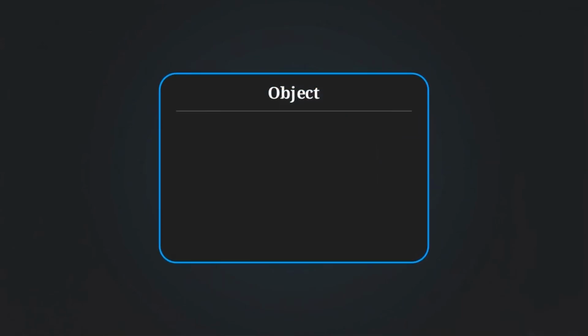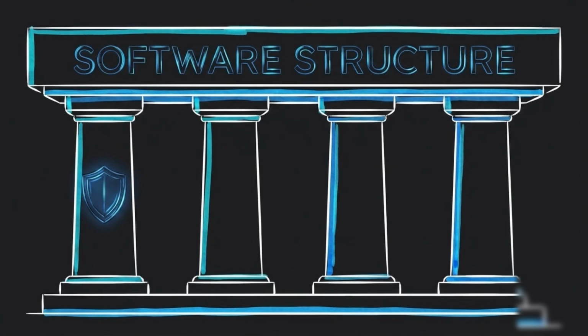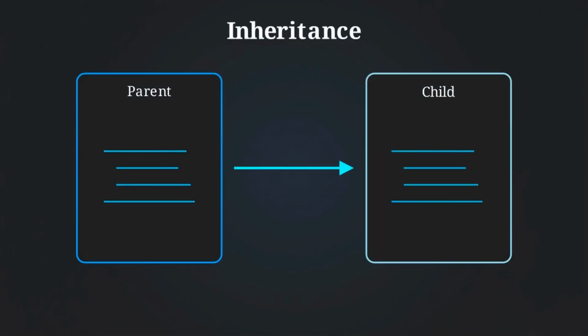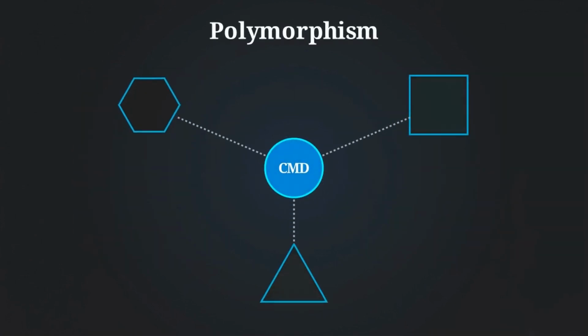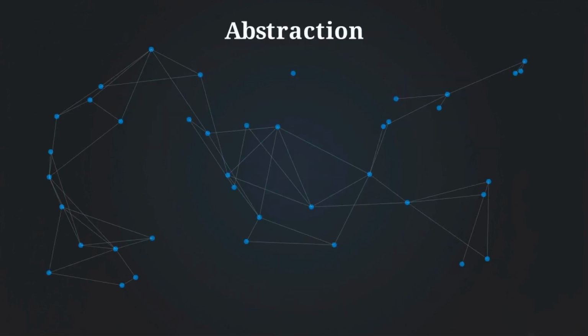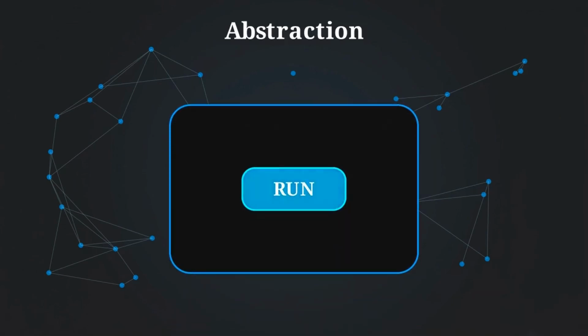Instead of seeing software as a long list of commands, it treats the system as a collection of self-contained digital objects, each holding its own data and instructions. This design is built on 4 pillars, known as EIPA. First, encapsulation, which is like a protective shell hiding complex data. Then, inheritance, which lets you reuse code from old objects in new ones. Next is polymorphism, the ability for one command to work in many different ways. And finally, abstraction, which is like a simplified dashboard that hides the messy engine underneath.